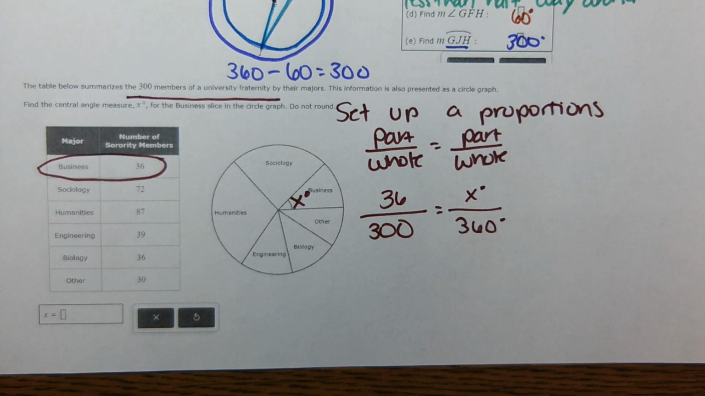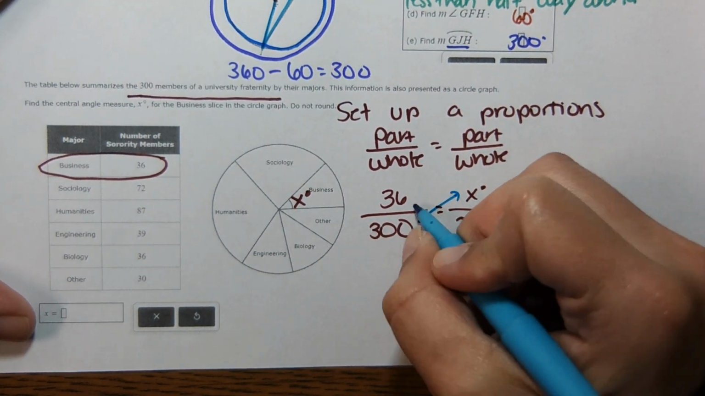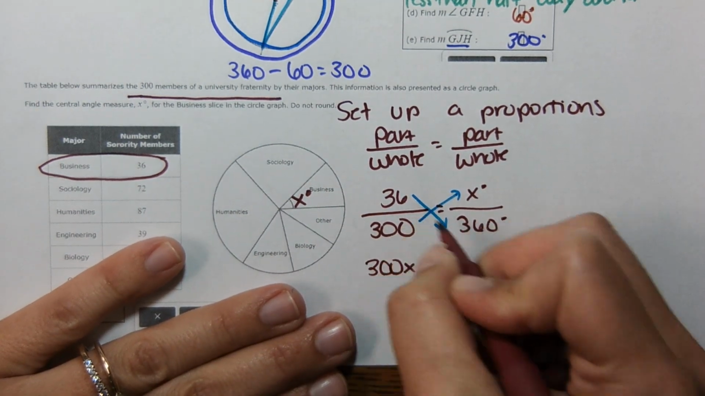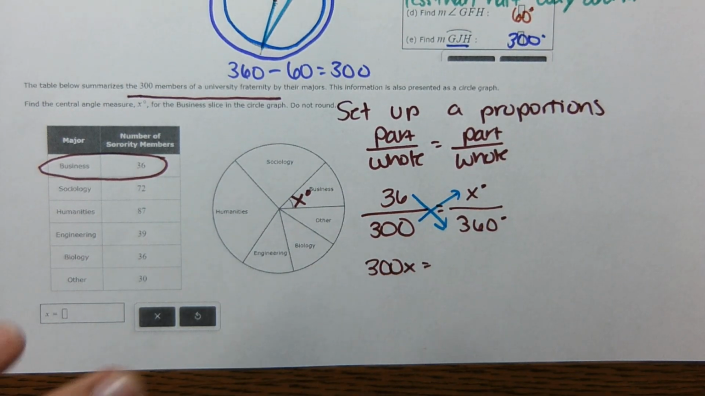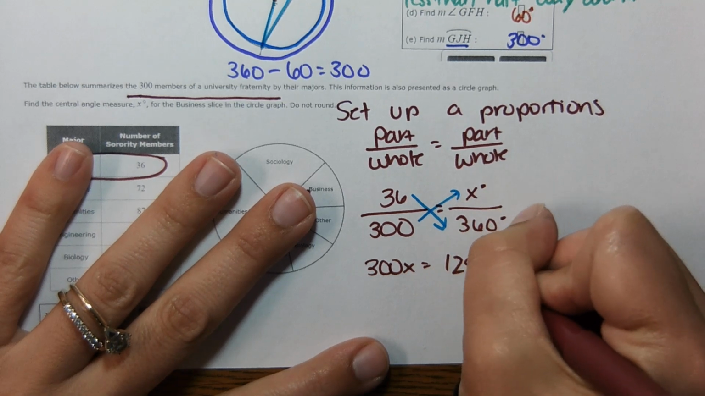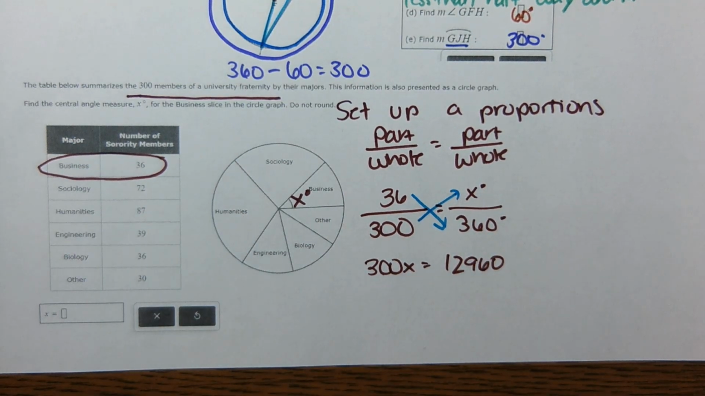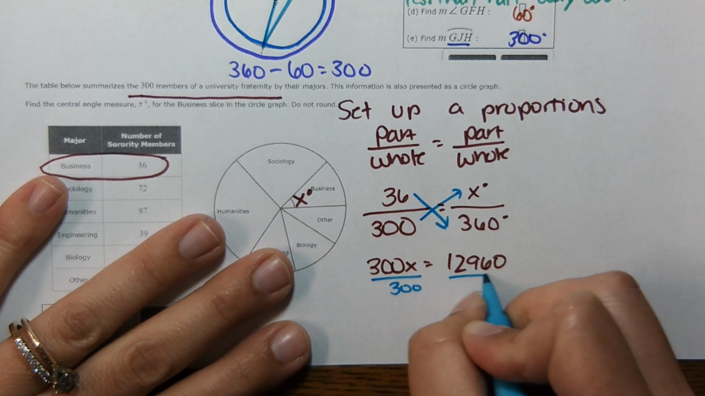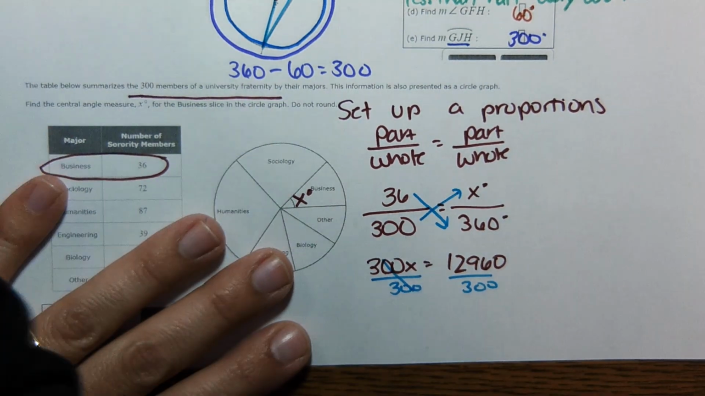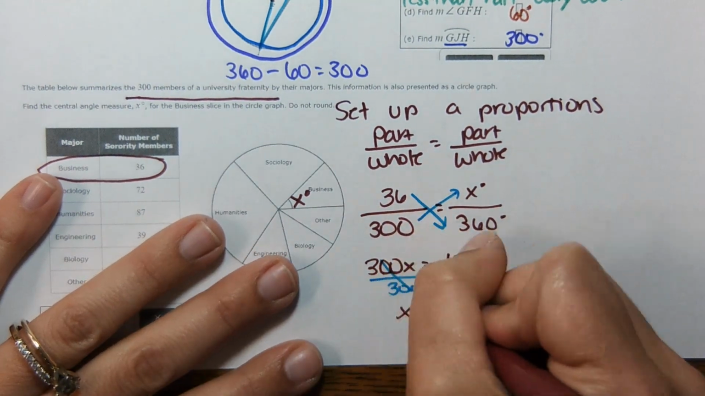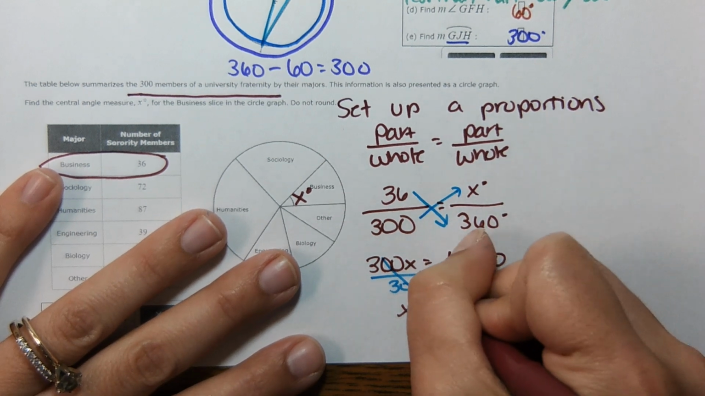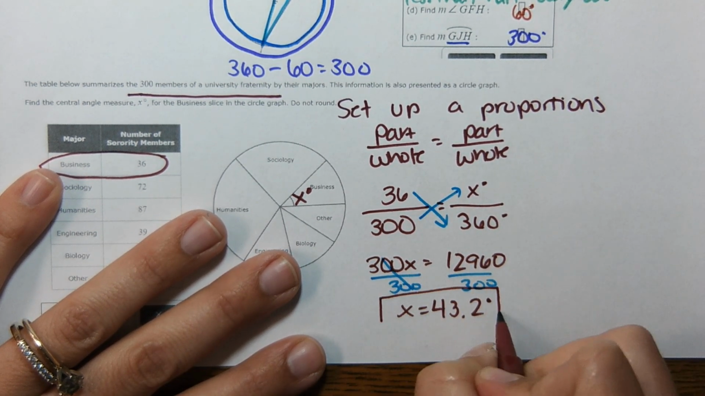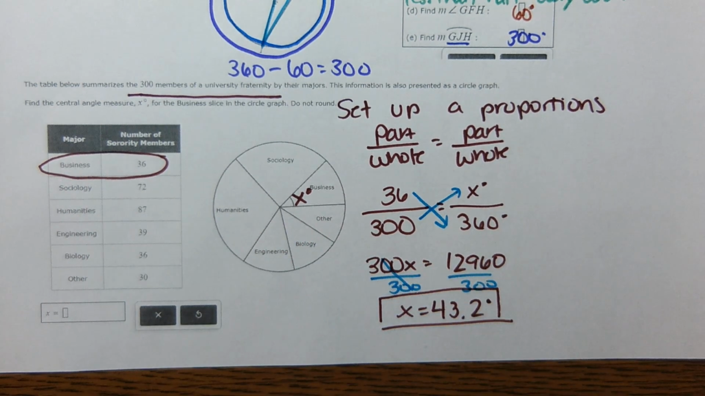And then from here to solve it, we're going to cross multiply like this. 300x equals 36 times 360, which is 12960. Then divide by 300, and x equals 43.2 degrees. So that would be the degrees of this pie slice.